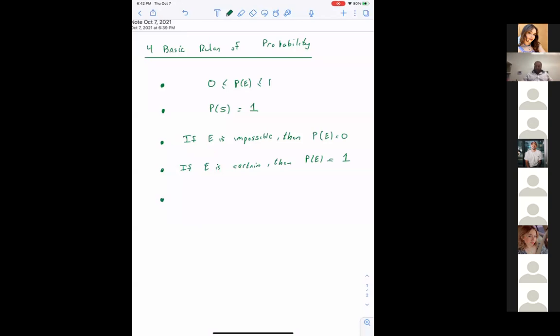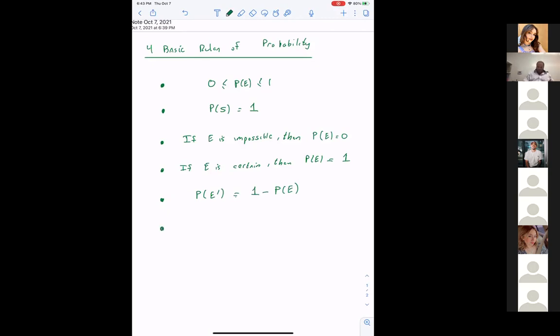One of the ones that you're looking for is if you want to find the probability of something not happening, then you would do 1 minus the probability of it happening. The probability that something does not occur is 1 minus the probability that it does occur, a very important result.